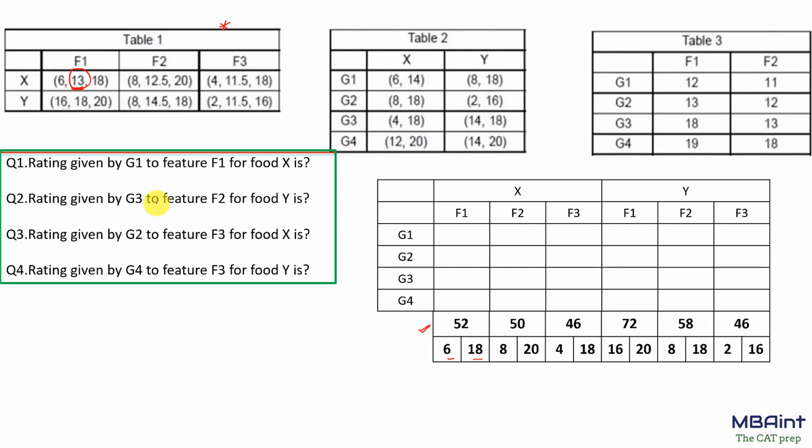Now what do we need to find? We need to find, let's have a rough idea, what do we need to find? G1, F1 and X. So we need to find this cell, G3, F2 and Y. So we need to find the value over here, G2, F3 and X. So we need to find value of this, G4, F3 and Y. So we need to find this.